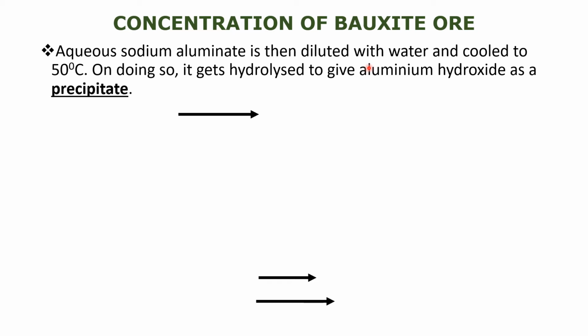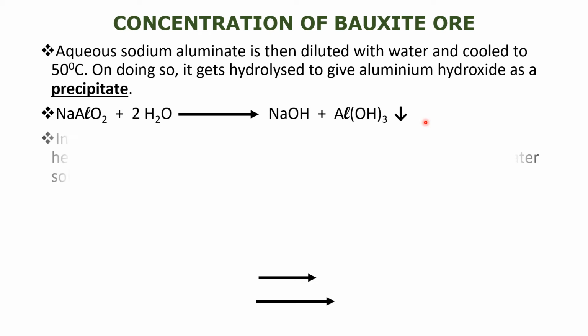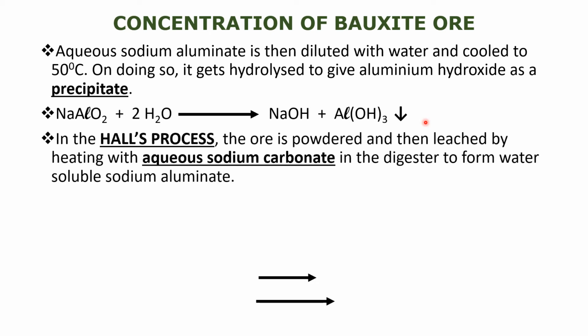So now finally we have got what as a precipitate? Aluminium hydroxide as a precipitate. So precipitate will settle down. So sodium aluminate plus water gives us sodium hydroxide and aluminium hydroxide. Now can you see the downward arrow? Downward arrow stands for what? Precipitate. We learned that in lesson number 3, where we learned about different types of chemical reactions. Now this is the Bayer's process.